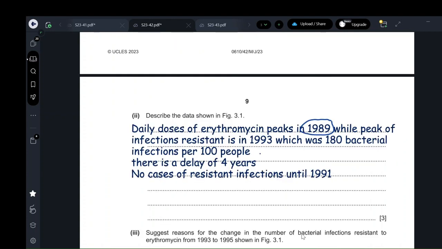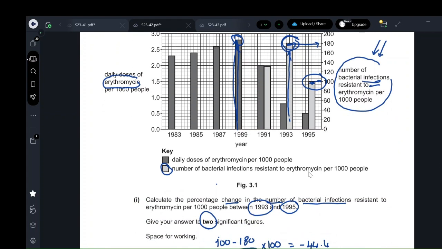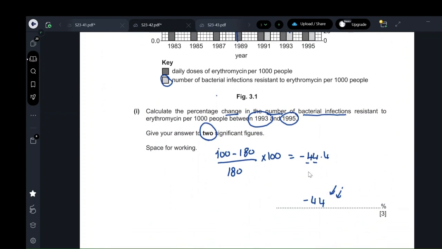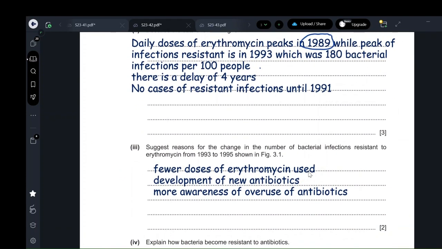Suggest the reason for the change in number of bacterial infections resistant from 1993 to 1995. Why did the resistant infection decrease here? It's a suggest question. So you can say maybe they stopped using a lot of antibiotics, or not maybe, what they actually did. There is the erythromycin doses, it decreased. More awareness about the use of antibiotics. Development of new antibiotics, so they started to kill the resistant bacteria. Anything that makes sense.